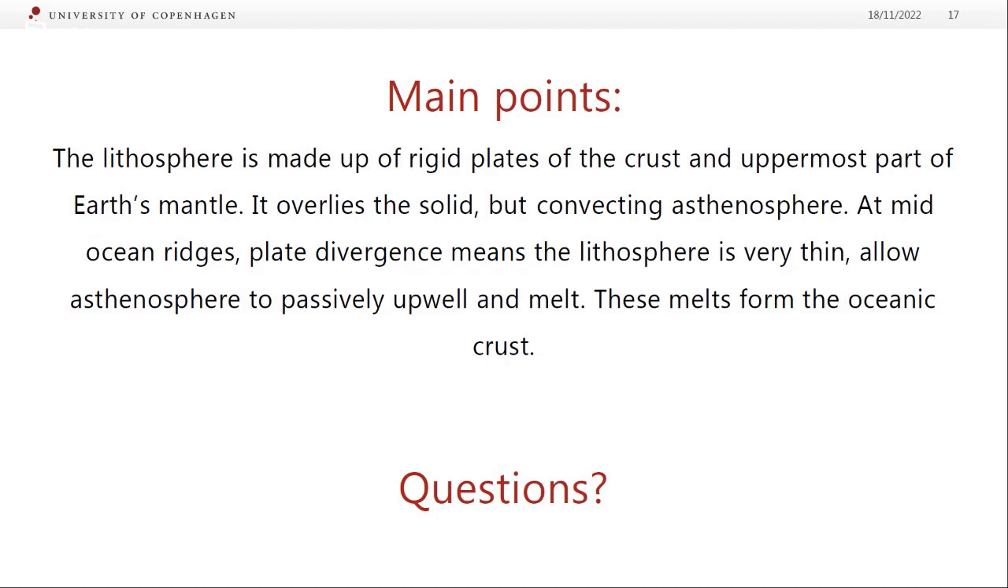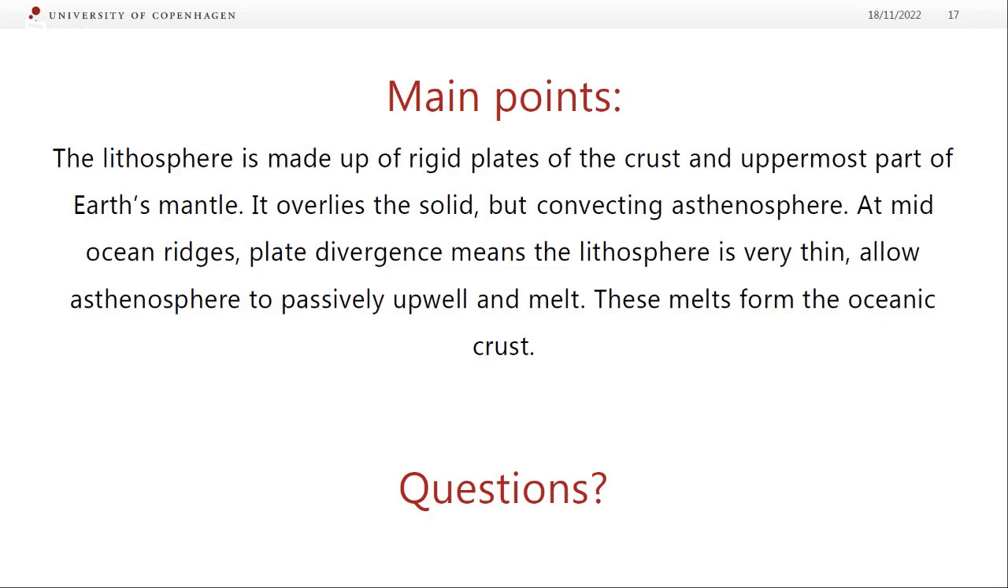Okay. So the main points there is that the lithosphere are these rigid plates. They comprise the crust and the uppermost part of the mantle, the bit that is more solid, more rigid. The asthenosphere underneath is also solid, but it convects. It is flowing very, very slowly. It is not behaving rigidly. At the mid-ocean ridge, the fact that the plates are moving apart means that the lithosphere is very, very thin, and this asthenosphere can flow upwards, and it will melt. These melts make oceanic crust.